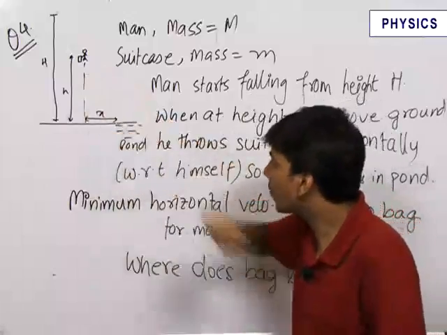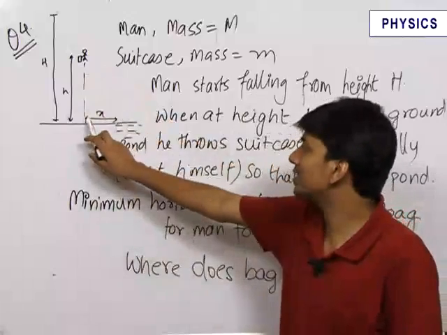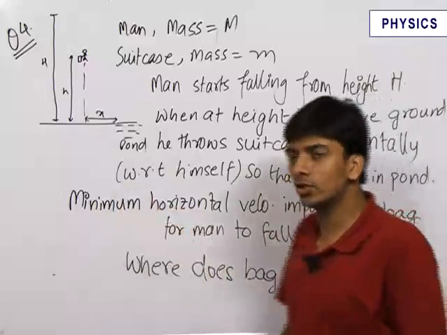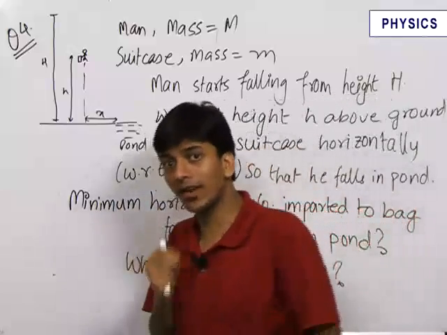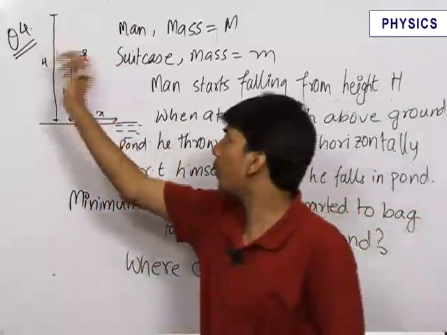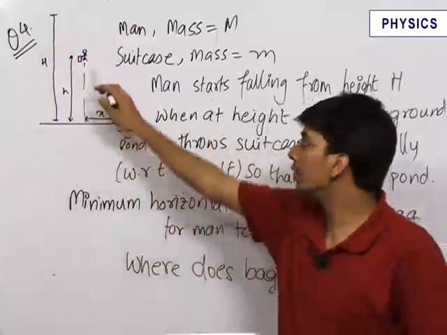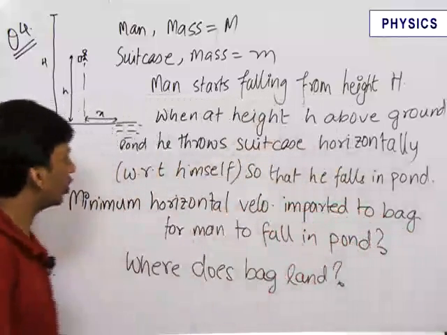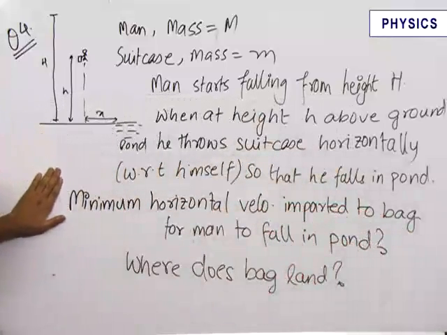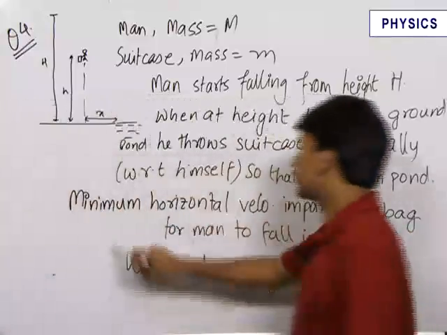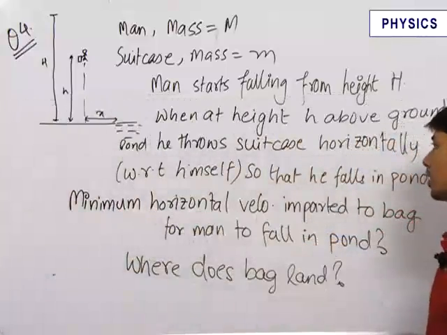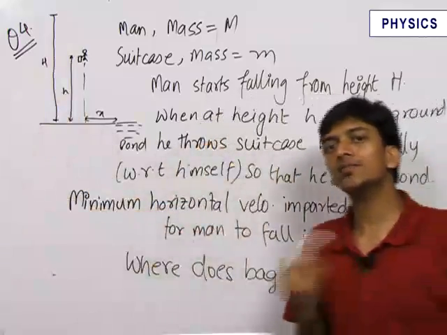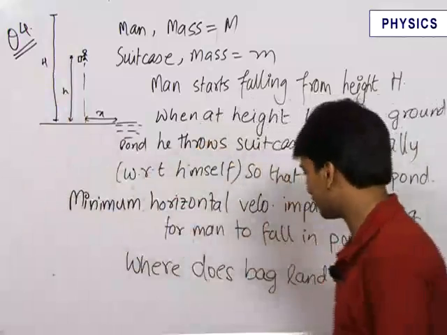So he sees a pond nearby at a distance x from the line of fall of the man. He decides to throw away his suitcase in the opposite direction so that he falls in the pond. He's a very intelligent person and he knows a little bit of physics, due to which he knows that he can do it. So the question is, with what minimum horizontal velocity should he throw the bag with respect to himself on the other side so that he himself falls in the pond?